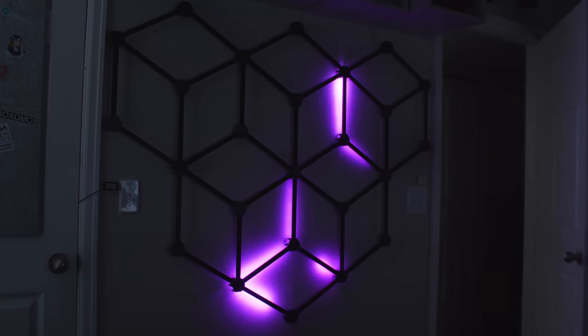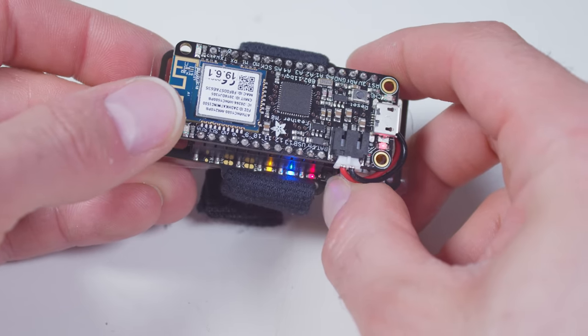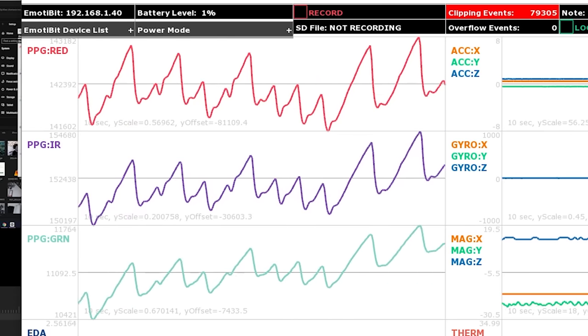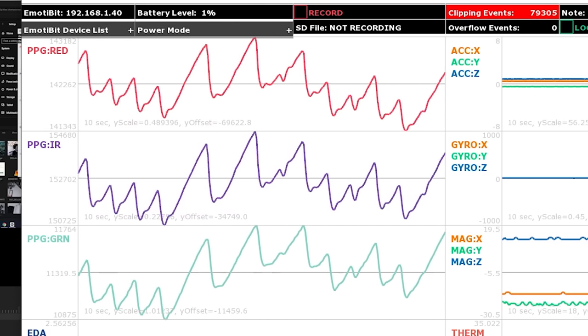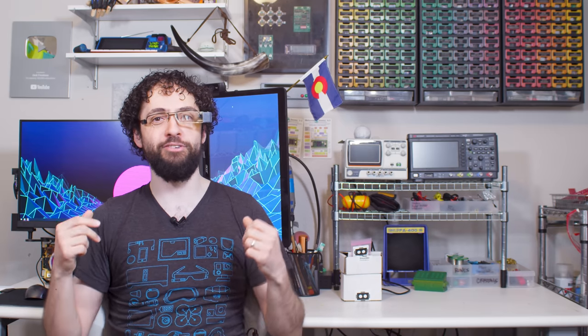So we've got our flashy rainbow wall art, we've got some biometric data, let's link them together. Heartbeat detection is really simple. We just watch the reflected infrared levels, and when they drop sharply, that means my heart just squirted dark oxygenated blood through my blood vessels.